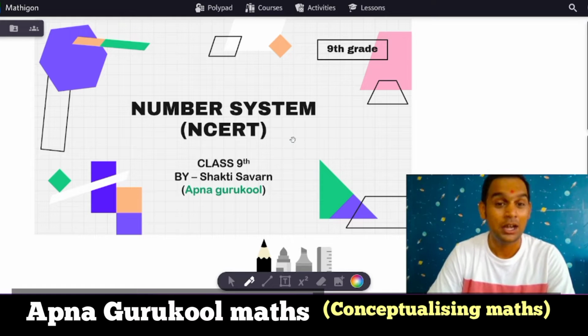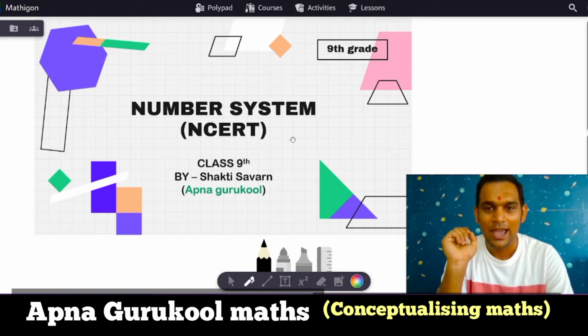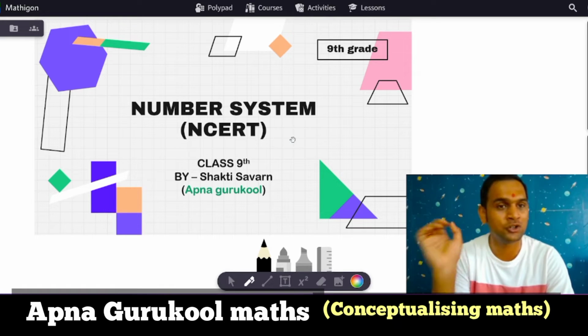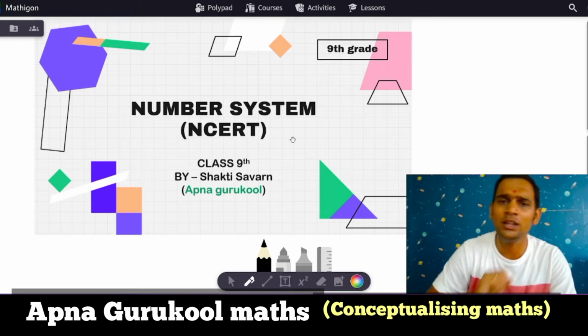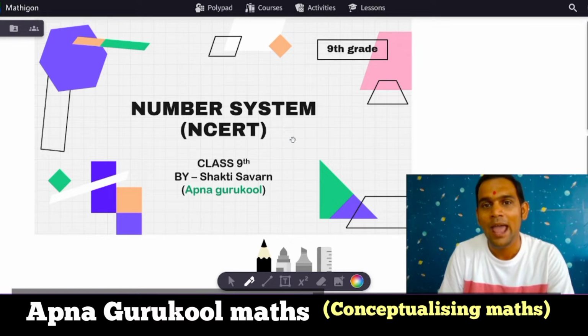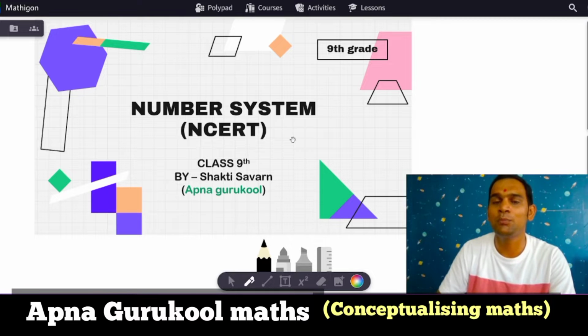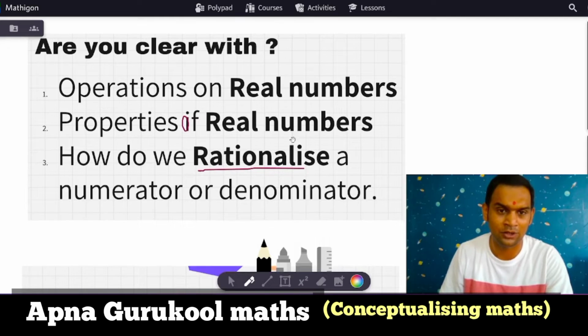We were discussing number system, NCERT chapter number 1, class 9, and we have discussed the operations on real numbers. Now today we will proceed to a new topic. We concluded the last video with a question: there comes a situation where we have to keep the numerator or denominator as a rational number, not as an irrational number. So what is that process called and how do we do that? That is the objective of this particular video.